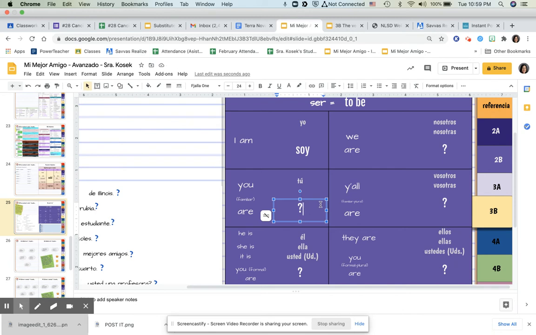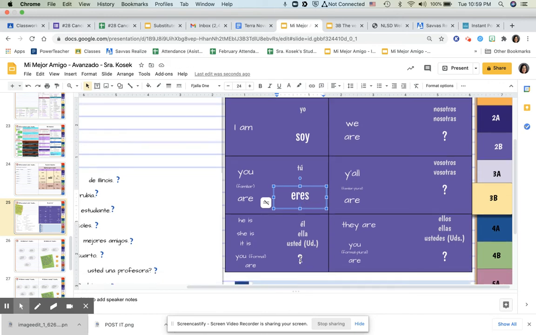The word for you familiar are can either be eres or it can be tú eres. You usually do need the subjects in this sentence because it can either mean is and are depending on what subject comes before. It is the one that we almost use 90% of the time, which is es.